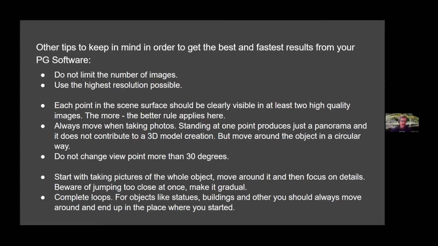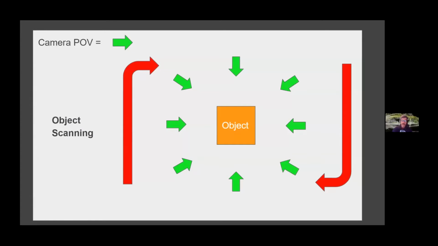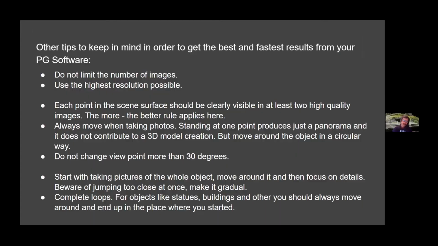Each point in the scene surface should be clearly visible in at least 2 high quality images. Again, the more, the better rule applies here. So again, you always want to make sure an image has some kind of connection to the next image of the object. Always move when taking photos. Standing at one point produces just a panorama and does not contribute to the 3D model creation. But move around the object in a circular way, which, as you saw, I'm going to show you with nice illustrations, the best I could do on a slide deck.